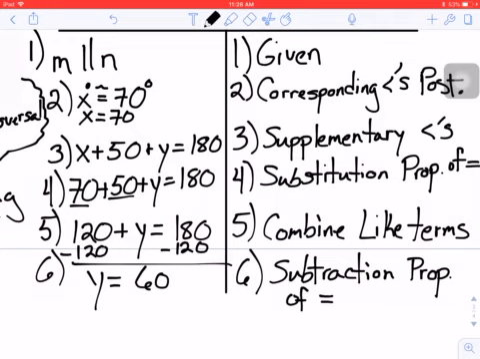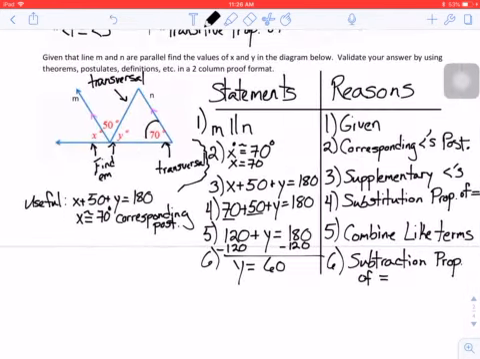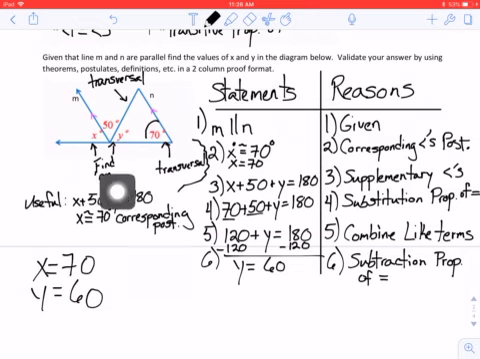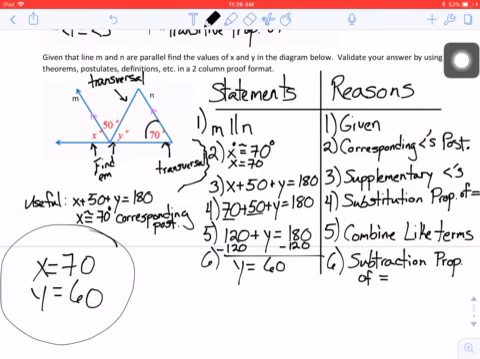All right, so we actually have our answers here. We just had to find the values of x and y and validate our answers using theorems, postulates, definitions, etc. Just to sum up, I'm just going to write x equals 70 and y equals 60. Because if I add 60 plus 70, I get 130, plus 50 makes my 180, so that makes me very happy because that works for this. And I'm going to go ahead and circle that for my final answer.